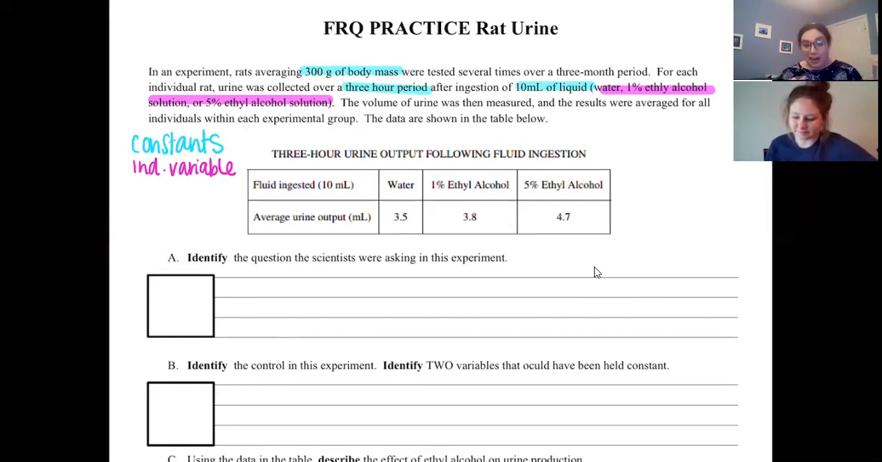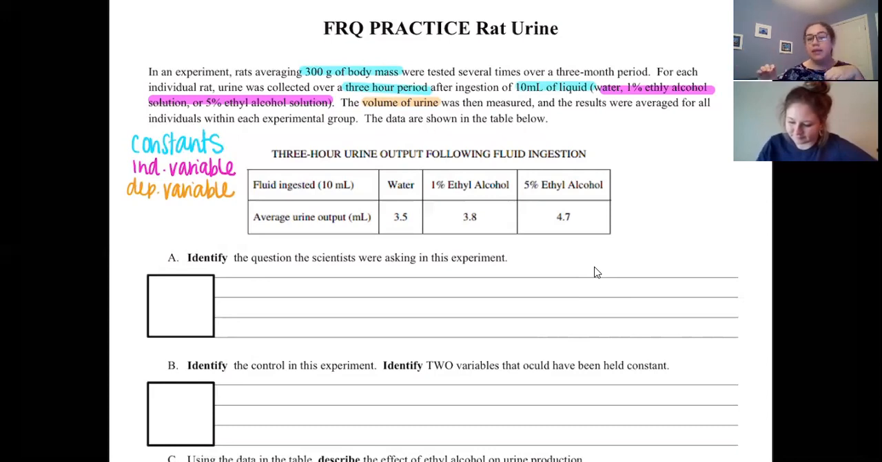Now, what they want to test is how the amount of alcohol is changing the volume of urine that is being produced. So your volume of urine is the dependent variable. That's what they're measuring. They're not weighing the amount of urine, and they're not taking a ruler. What they're doing is collecting the volume and taking a measurement of how much urine the rats are producing in response to the liquids.